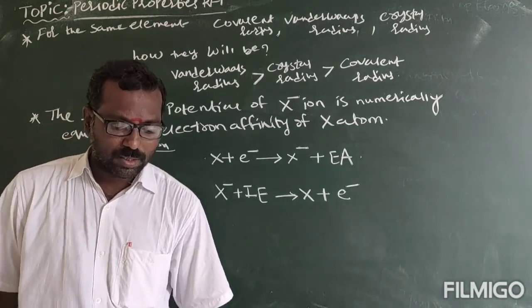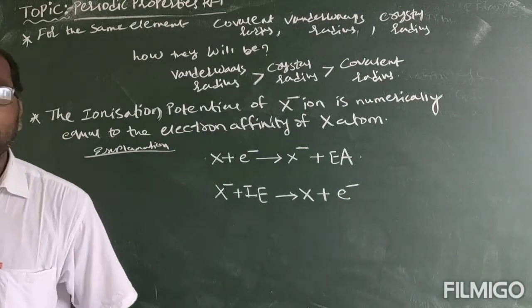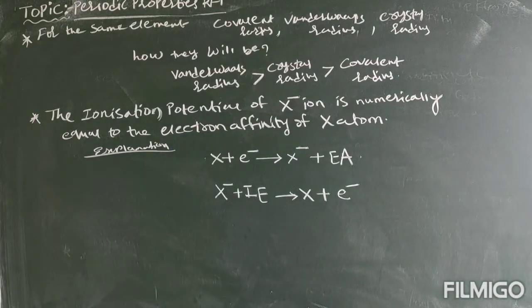Still, if you have any doubts, you can ask me. So note down these points. For the same element, van der Waals radius will be greater than crystal radius, and crystal radius will be greater than covalent radius. And the ionization potential of an anion is numerically equal to the electron affinity of that particular atom. For solving the problems in both NEET and JEE, these are important.